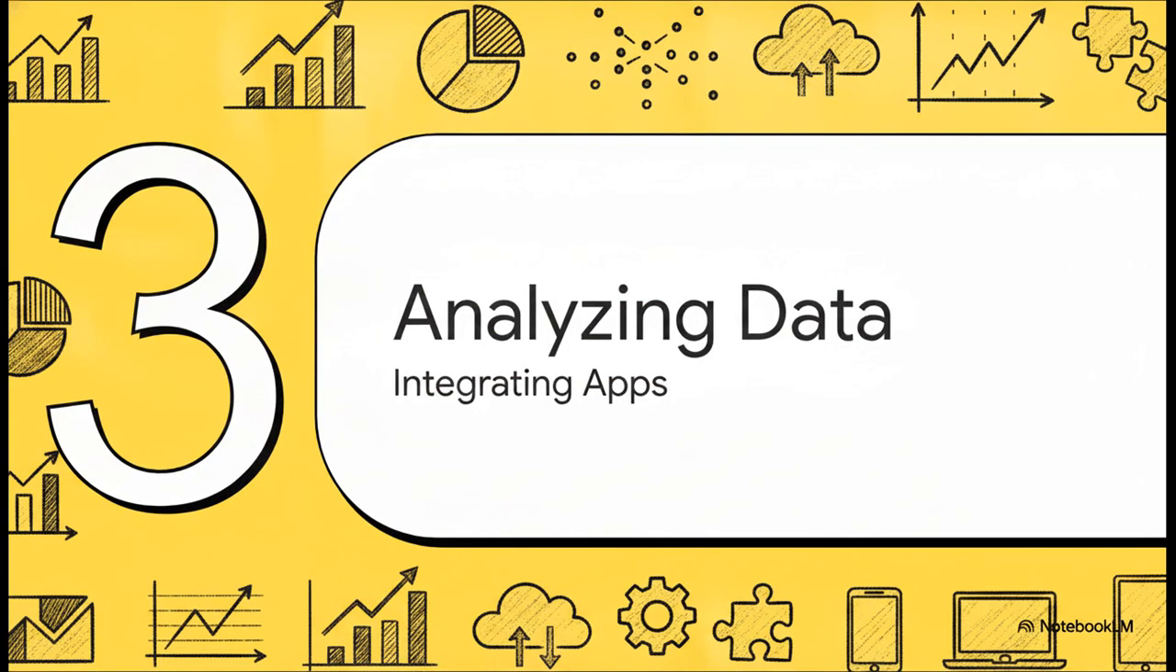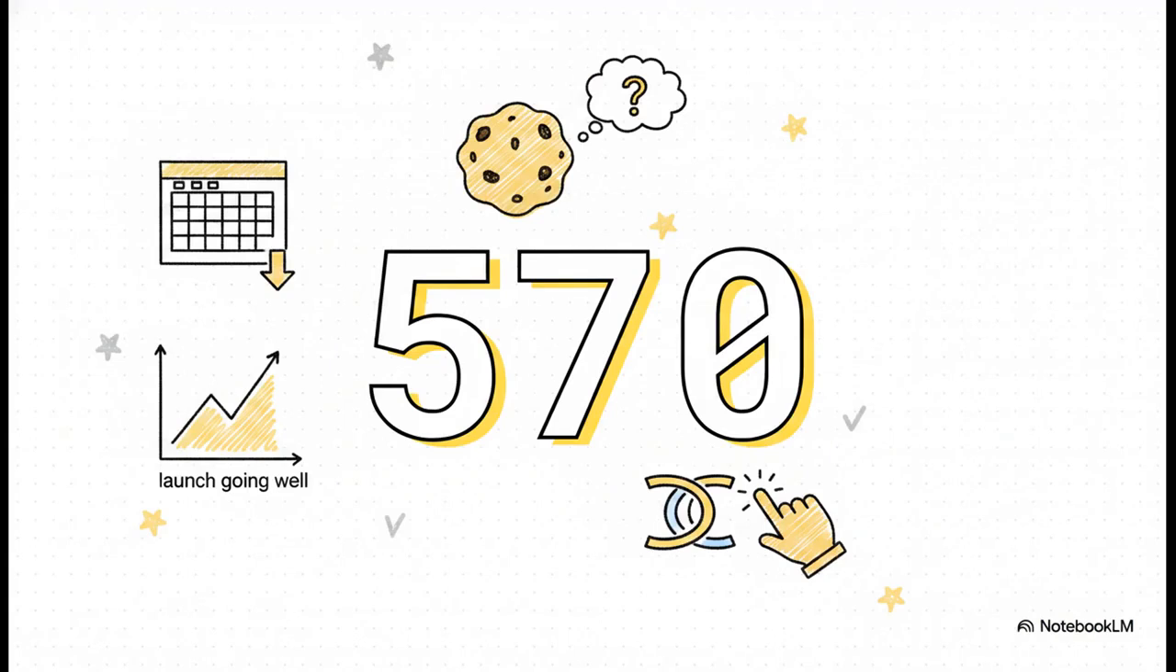All right, Part 3, analyzing data and integrating apps. Because, let's face it, a business isn't just about writing emails and blogs. You've got to know your numbers. Let's say we want to see how the cookie launch is actually performing. Instead of typing out prompts, you can literally just drag and drop a raw sales spreadsheet directly from your PC right into Gemini. Instantly, it analyzes that raw data.